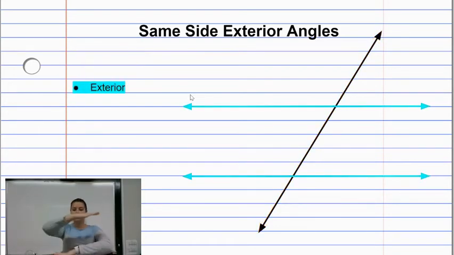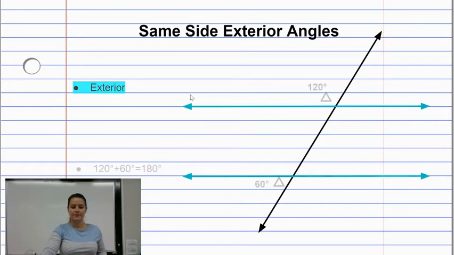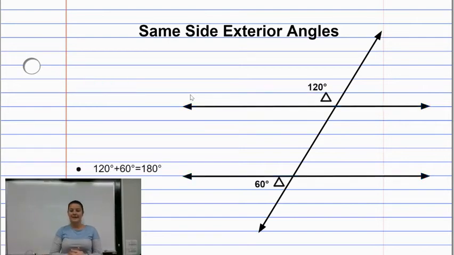Exterior. So we said interior means in the sandwich. Exterior is going to mean outside of the sandwich. So you have your parallel lines. Exterior means outside of those two parallel lines. All right, here we go. We have your top angle, which is 120 degrees, and your bottom angle, which is 60 degrees. We know that 120 plus 60 equals 180, which makes these two angles supplementary.